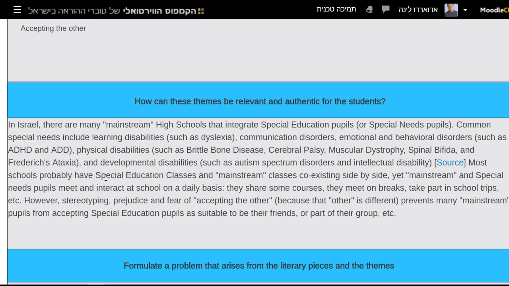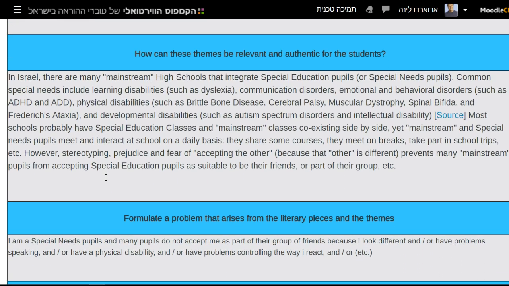the other. These themes are relevant and authentic for pupils: stereotyping, prejudice, and fear of accepting the other, because that other is different, prevent many mainstream pupils from accepting special education pupils as suitable to be their friends, or part of their group, etc.